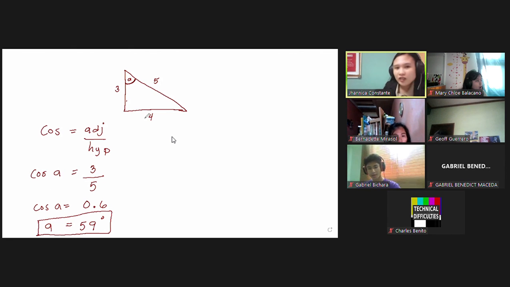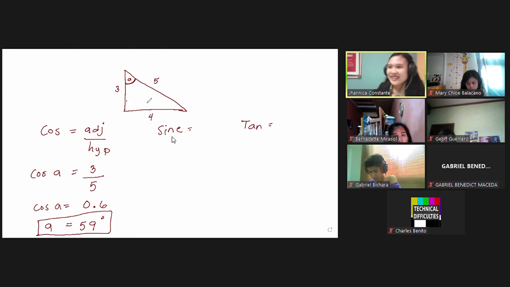Since all the measurements of the sides of the triangle are present, you can choose to use sine, or you can choose tangent. And the measurement of the angle will be the same, since we have the same given measurement for each side.